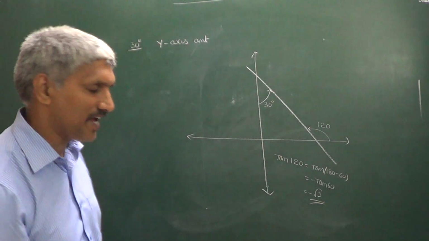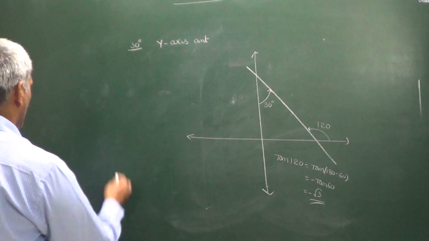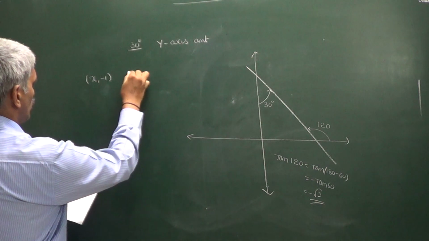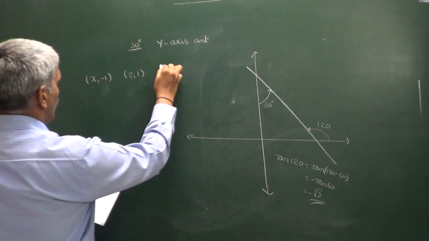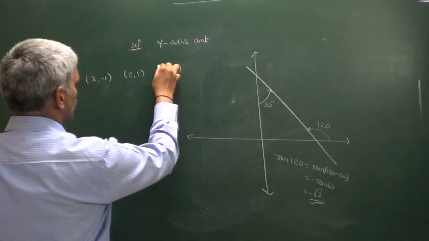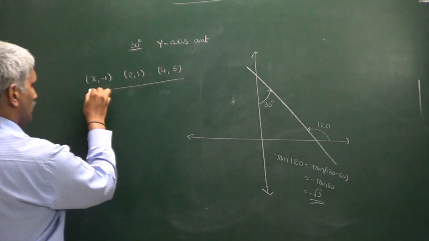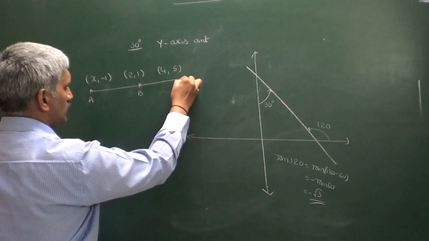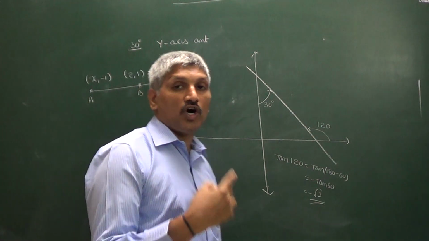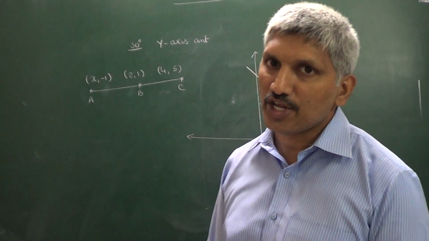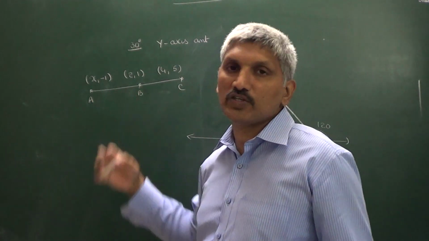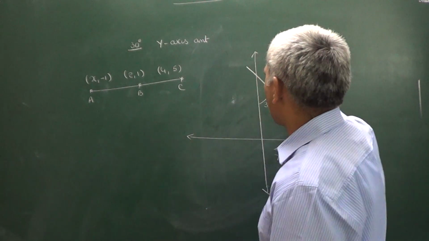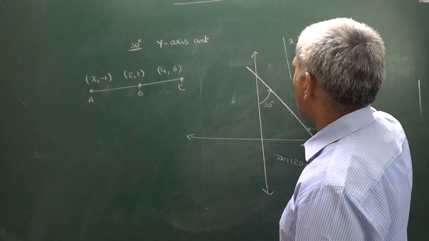Another question is given like this: x comma minus 1, 2 comma 1, 4 comma 5. These 3 points are collinear. Observe here, this is one point A, this is another point B, and this is another point C. We know how to show those points are collinear with the help of the distance formula, with the help of the section formula, and by using the area of a triangle which I discussed in the earlier classes.